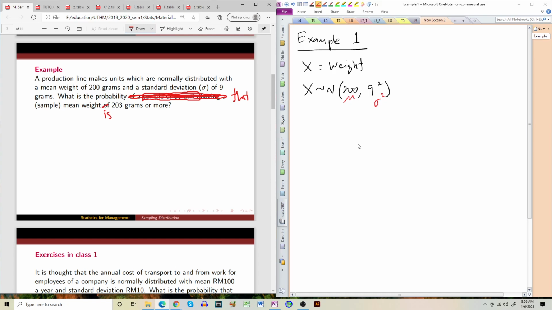Okay, there's no sample size. That's what we did in chapter 3. We did the probability, for example, like this. So if this is the question, what is the probability the mean weight is 203 gram or more? Normally what we do in the normal probability, we will write this. Okay, I'm not doing chapter 4 now. I'm doing chapter 3. I just convert the question according to chapter 3, so that you can see the difference in chapter 4, what is going on.